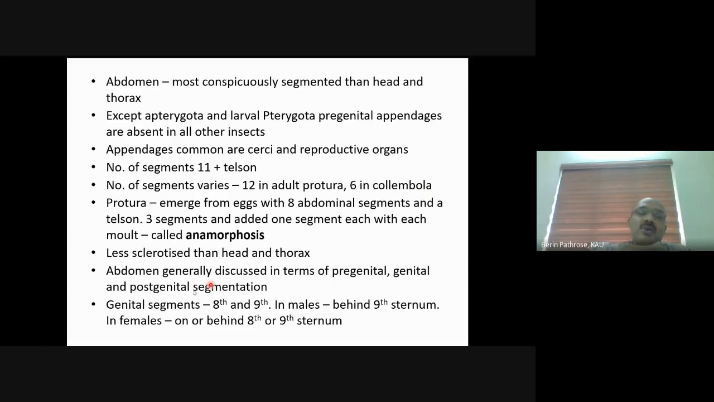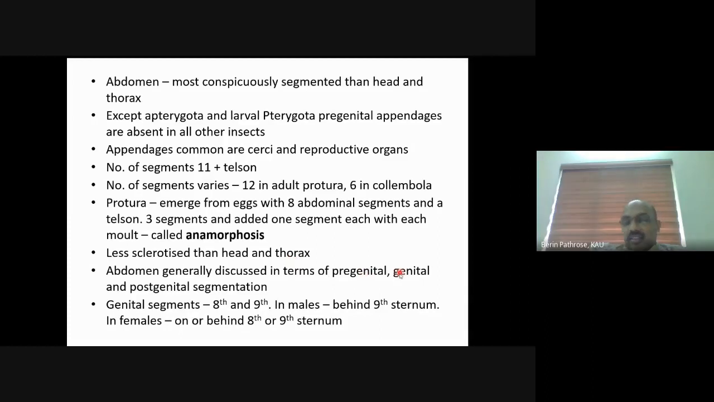Compared to the head and thorax, the abdomen is less sclerotized. It is more or less flexible in nature. So that is one feature. The head is extremely sclerotized; we call it the head capsule. The thorax, because of the presence of locomotory appendages such as legs and wings, is again a sclerotized tagma. While the abdomen is less sclerotized, it is more or less flexible.